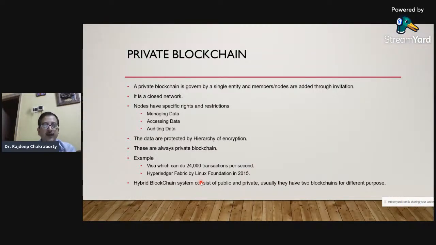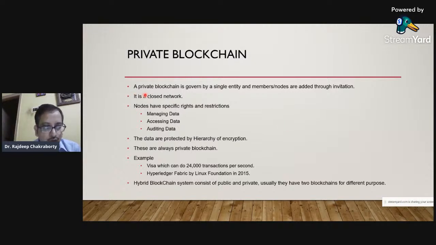Now coming to the private blockchain. A private blockchain is a blockchain which is governed by a single entity or where nodes are added through invitations. Here also decentralization is there, but everyone cannot enter. For example, Apollo Hospital has made a blockchain based application for its patients. If I am not a patient of Apollo Hospital, then I will not be allowed to access their blockchain. But when I am a patient, or a member, or a doctor of Apollo Hospital, then I will be allowed to enter the blockchain, and this blockchain will be accessible to me, obviously through programs or smart contracts.